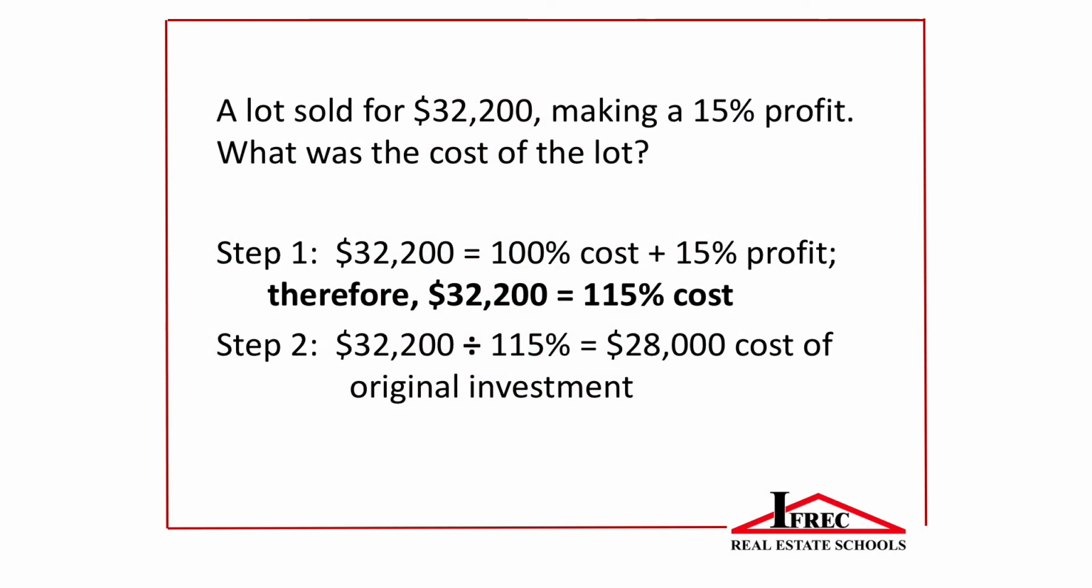So the result, the sale price of $32,200 is equivalent to 100% of the money you invested plus a 15% profit. So the $32,200 represents 100 plus 15 or 115% of what it cost. Well, if the 32.2 equals 115%, then we're looking for a smaller number because we had to have paid less. If we take the $32,200 and divide it by 115%, the result is $28,000, and that was the cost of the original investment.